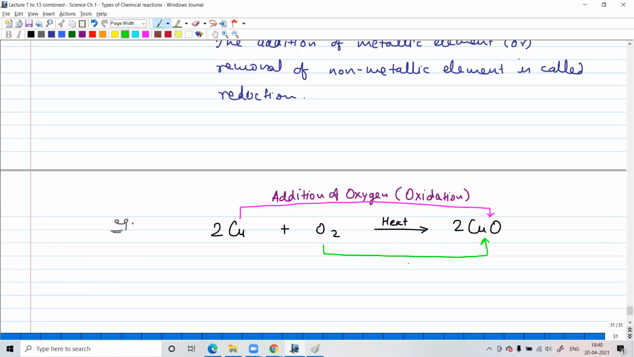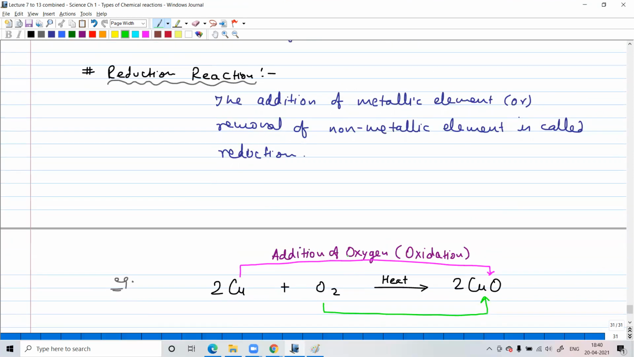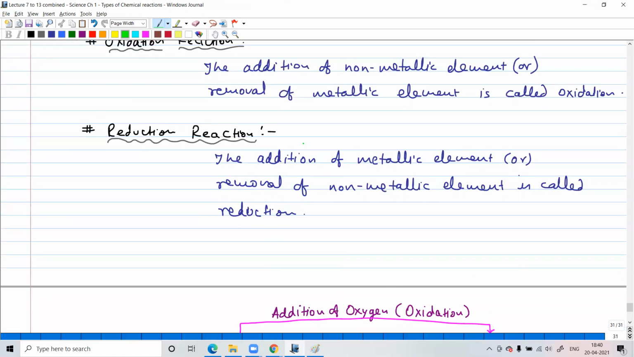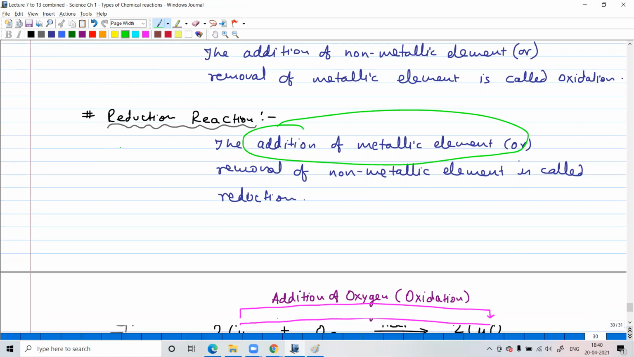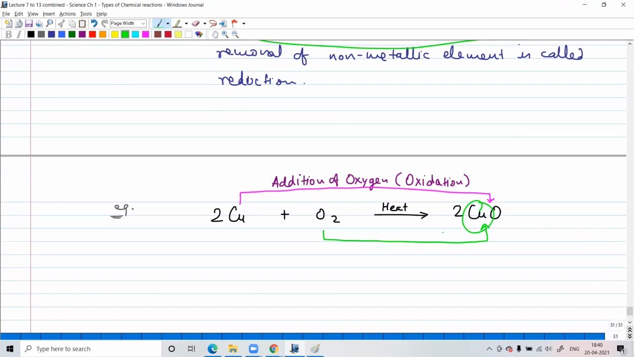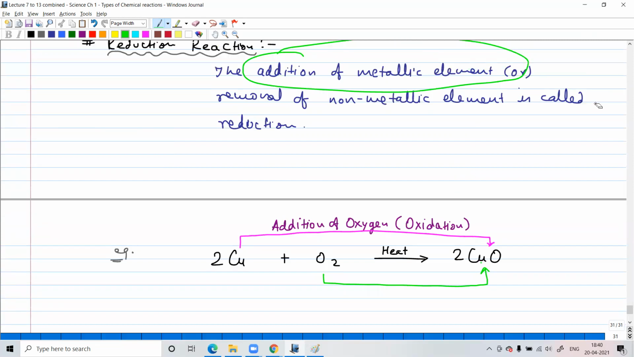Remember, we are expecting this to be a reduction reaction, right? So let's read the definition for reduction first. Addition of metallic element. You see, this copper is a metal, right? Earlier it was only oxygen, and copper got added. That's why this is reduction, because of this point. Addition of a metallic element makes it a reduction reaction. So the reason will be addition of metal or metallic element. Addition of metal makes it reduction.